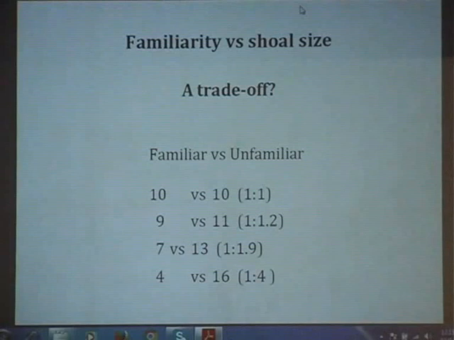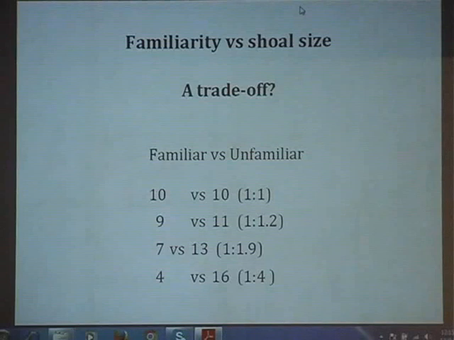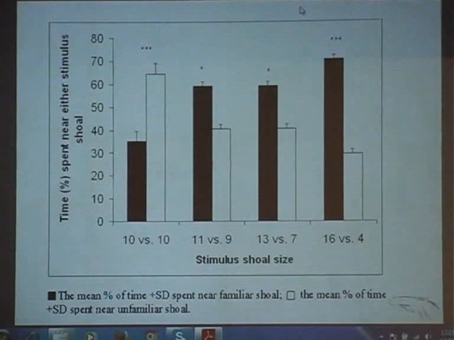We even tried a trade-off, to know whether familiarity, that is their acquired cognitive characteristic, can trade off with the instinct of going for a large group. And we found that it works only when confusion comes.